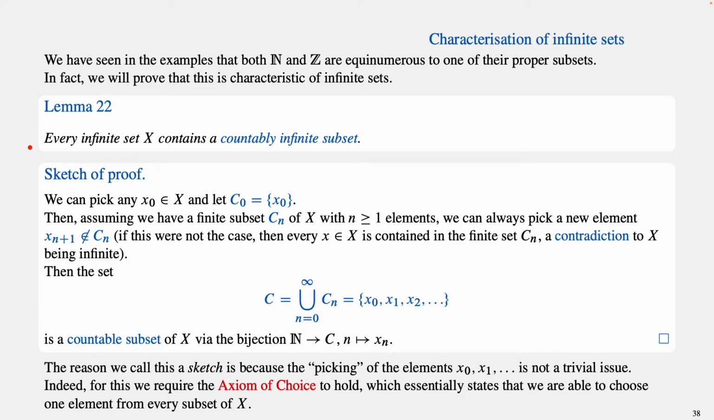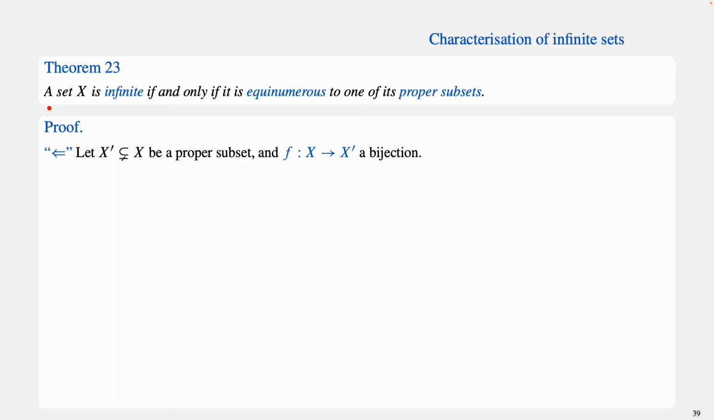But now, with this lemma, I'm going to prove the following theorem. A set X is infinite if and only if it is equinumerous to one of its proper subsets. So for the proof, we have two directions. First I do the direction from the right to the left. So I assume we have a proper subset, let's call it X prime of X, and we have a bijection from X to X prime, so they're equinumerous. And then I want to show that X has to be infinite.